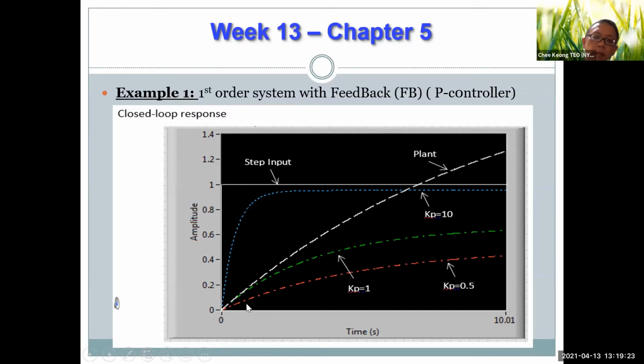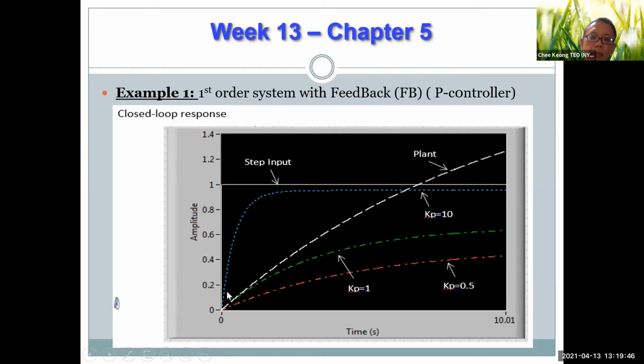And then, of course, this is including the P controller. So if you set your P controller first to be 0.5, then you move it to 1, and you move it to 10, you can realize that the response gets faster as your Kp gets higher. And also the steady state error here has been reducing, right? So therefore, it is consistent with our finding in the previous page, right?